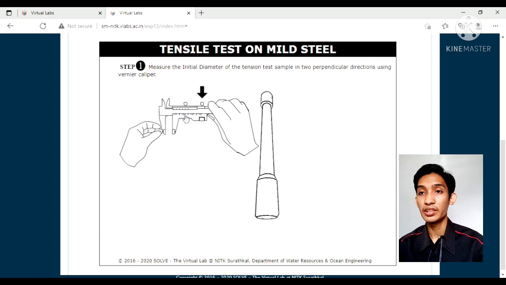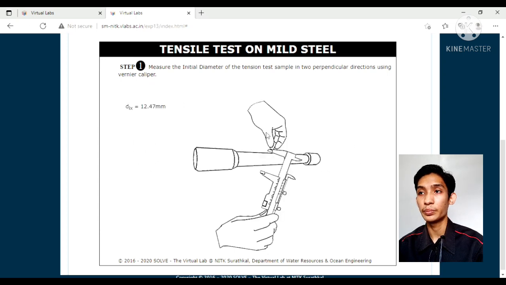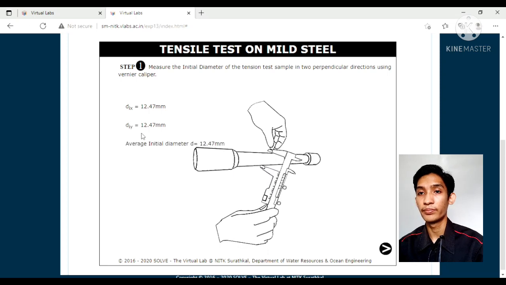First step, measure the initial diameter of the tension test sample in perpendicular directions using a vernier caliper. The first measurement is 12.47, the second measurement is 12.47. The average diameter is 12.47 mm.